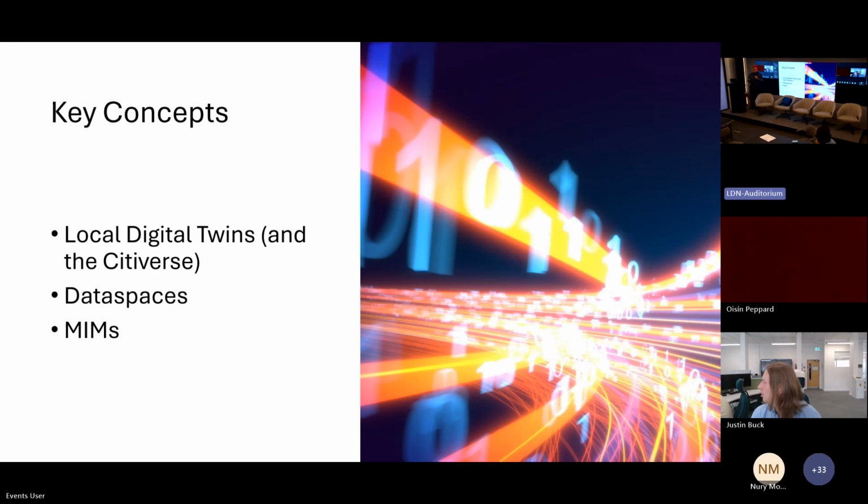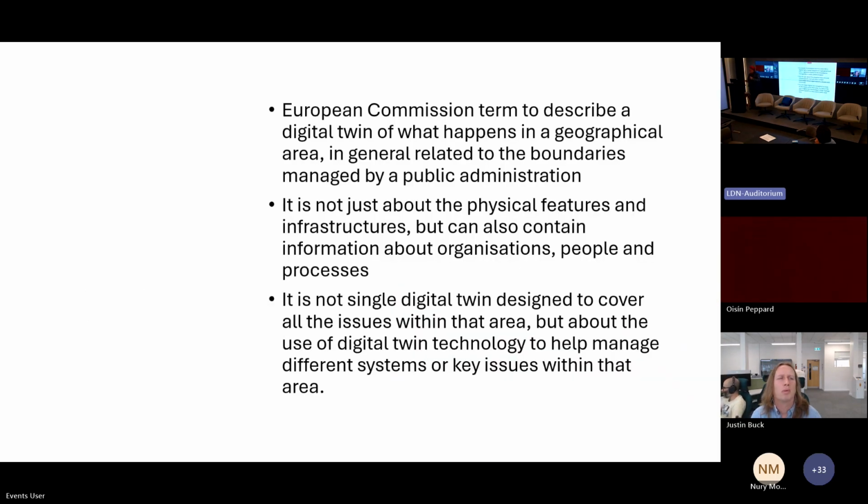So I want to start by quickly talking about three key concepts: local digital twins and Cityverse, data spaces, and MIMS. So it is interesting. Some of these things haven't come up, I guess, and so I'll probably need to read this, because let me just turn this around a bit.